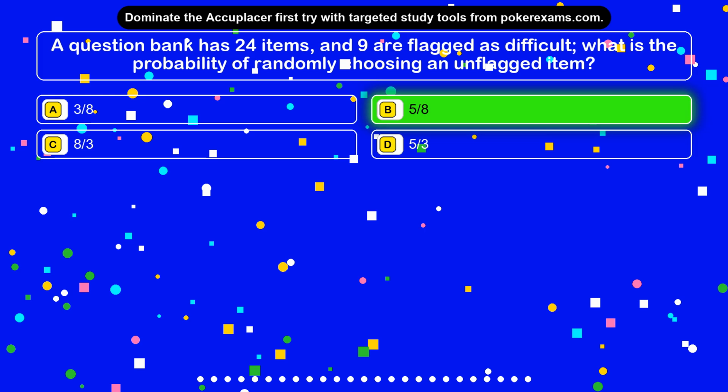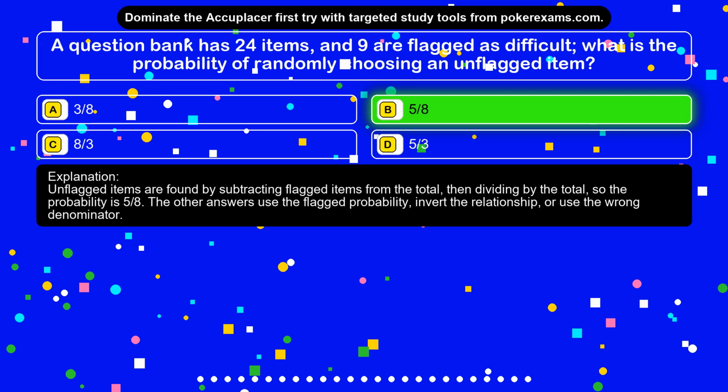The correct answer is option B, 5/8. Unflagged items are found by subtracting flagged items from the total, then dividing by the total, so the probability is 5/8. The other answers use the flagged probability, invert the relationship, or use the wrong denominator.